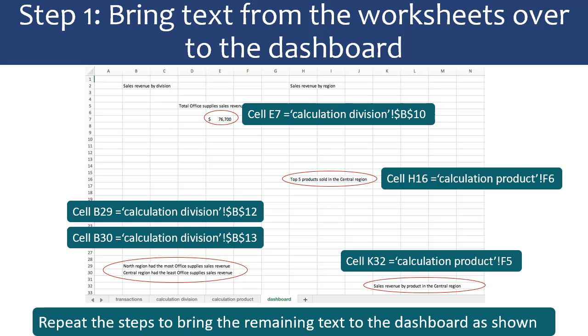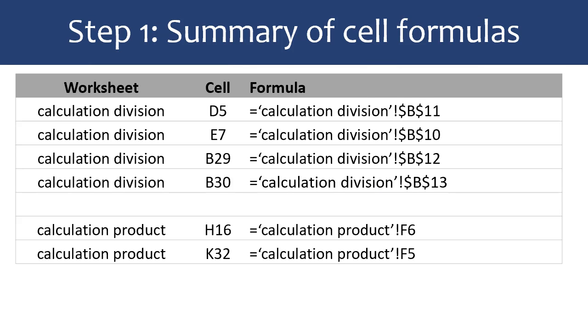On the next slide, I will show a list of the cells containing the formulas needed in each of the cells of the dashboard worksheet. Each of the cells in this table show the formula for getting the text into the dashboard. Each of these formulas should be referenced in the dashboard worksheet following the steps we just reviewed. Here is a list of those cells and the formulas that will bring the text to the dashboard. You have 4 in the calculation division worksheet and 2 in the calculation product worksheet.